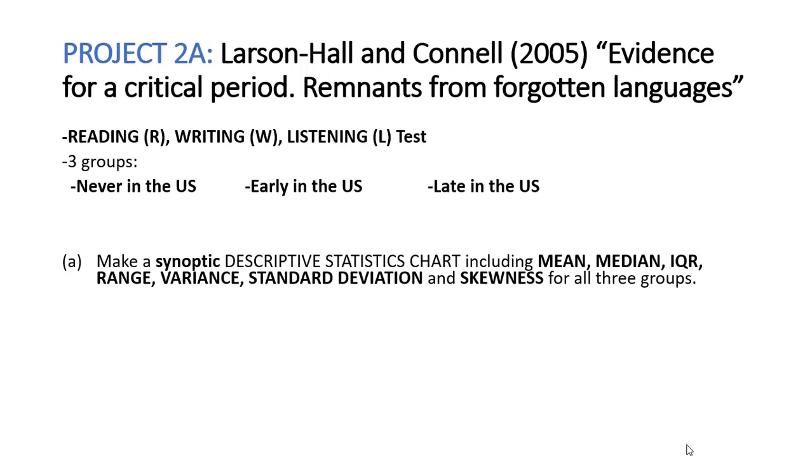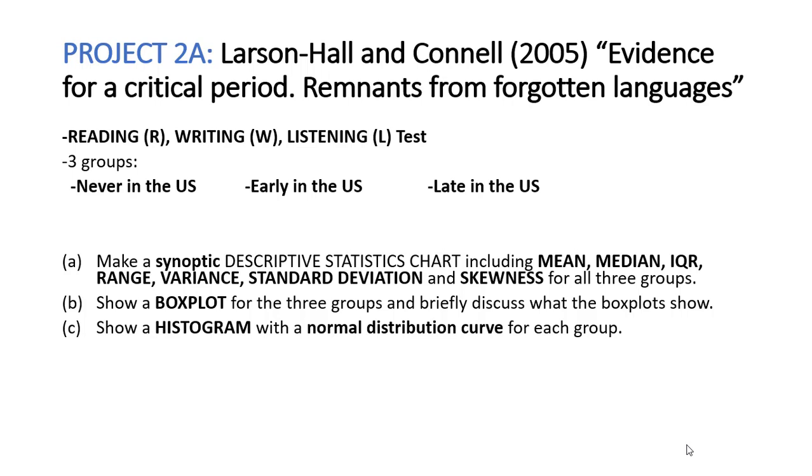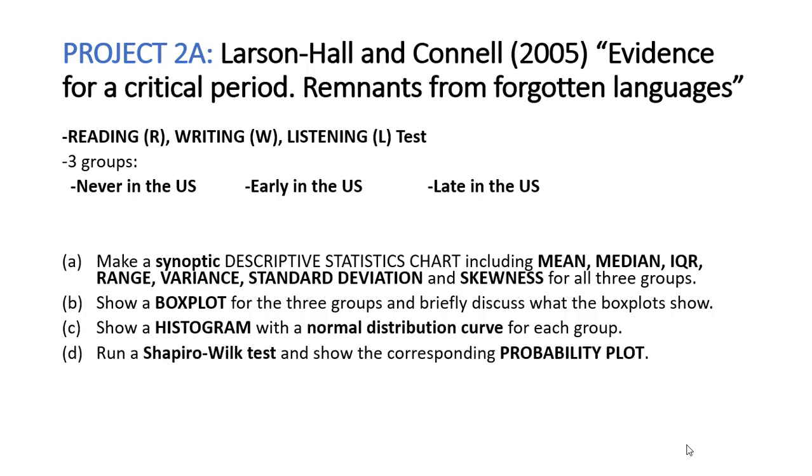The first one is to make a synoptic descriptive statistics chart that is going to include the mean, the median, the IQR, the range, the variance, the standard deviation, and the skewness for all 3 groups. Then you're going to show a box plot for the 3 groups, and you're briefly going to discuss what the box plots show. Then you're going to show a histogram with the normal distribution curve on top for each group.